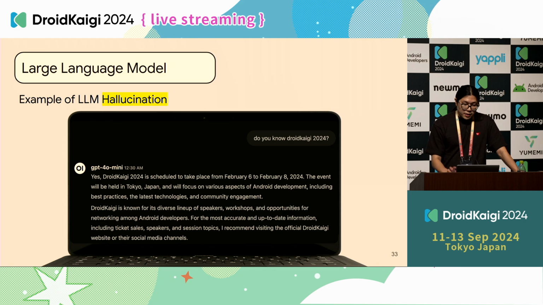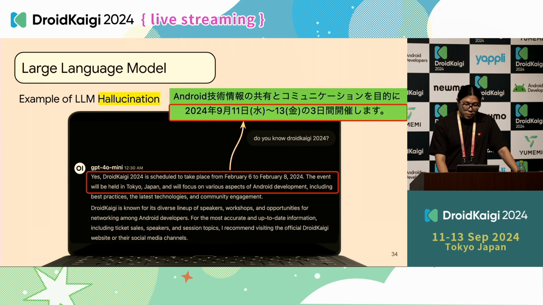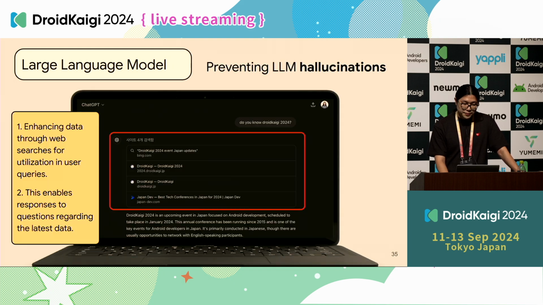Next, let's look at what happens when I ask the same type of question. The model said DroidKaigi 2024 was already held in February. Yeah, it's not correct information, but the model said it as if it's true. In this case, the LLM showed hallucination by providing incorrect information.